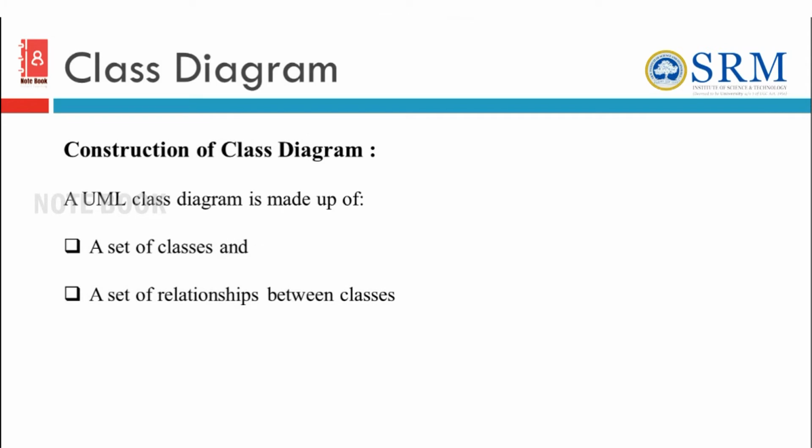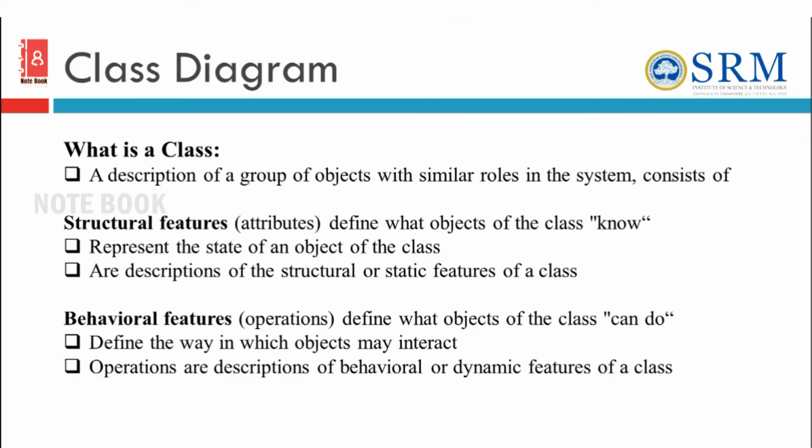Then, construction of the class diagram. A class diagram is constructed from two main things: one is classes and the other one is relationships. So a UML class diagram is made up of a set of classes and a set of relationships between those classes. What is a class?